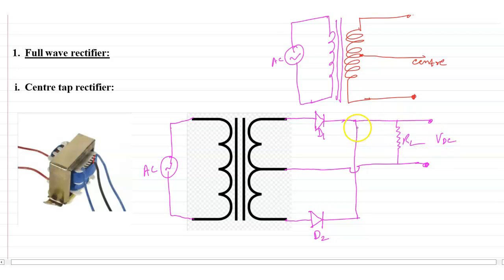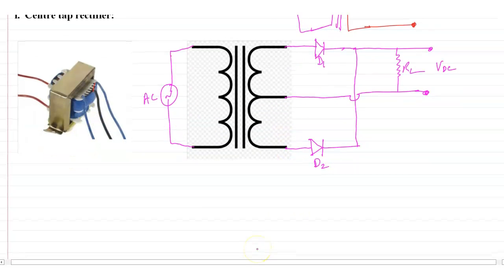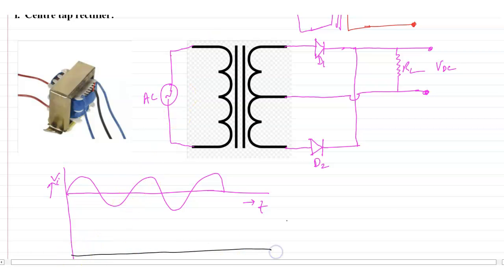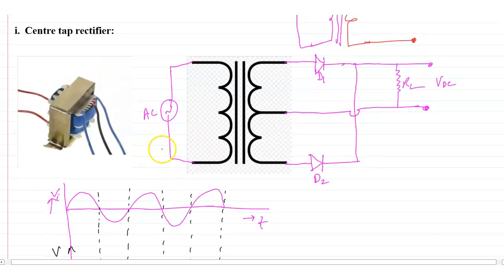Okay. Now I am going to explain. Here the input signal is like this, first let me draw the input signal. This is the input signal, time versus voltage, VAC or V input. Now we have to draw the output signal, time versus voltage out.